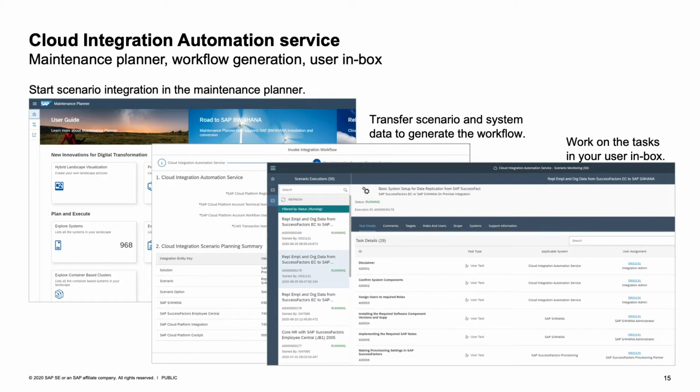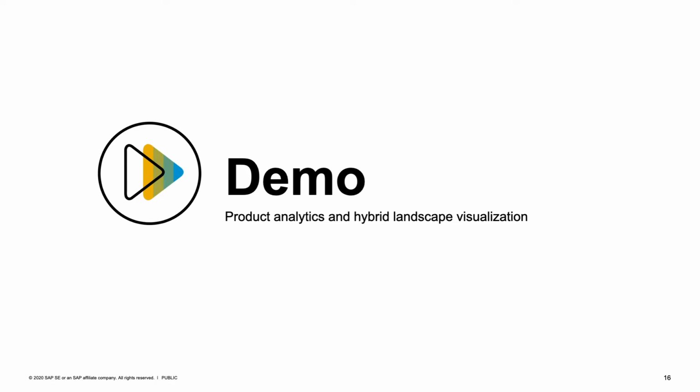I spoke about hybrid landscape visualization. I spoke about product analytics. These are the 2 capabilities which were delivered recently. Cloud integration automation service has been available for a while, and now it is integrated also on the homepage of Maintenance Planner. So with this, I would now like to take you through a demo which highlights the two new innovations, the landscape visualization and product analytics, and how you can use these features to analyze your landscape.